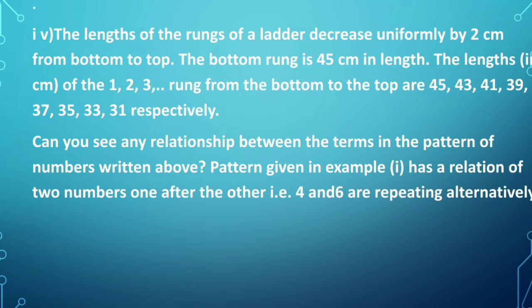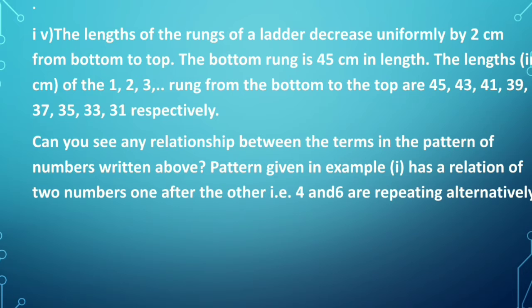Next, fourth one. The length of the rungs of a ladder decreases uniformly by 2 cm from the bottom to the top. The bottom rung is 45 cm in length. The lengths in centimeters of the first, second, third and so on rungs from the bottom to the top are 45, 43, 41, 39, 37, 35, 33, 31 respectively, and so on.